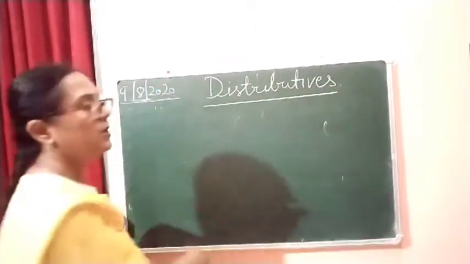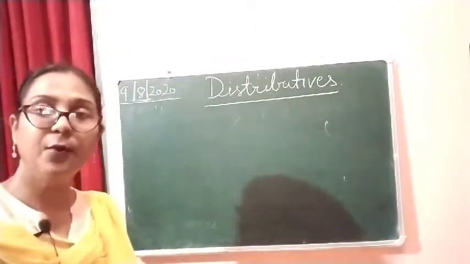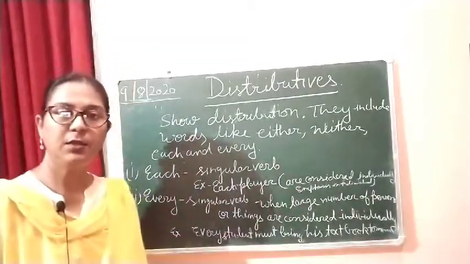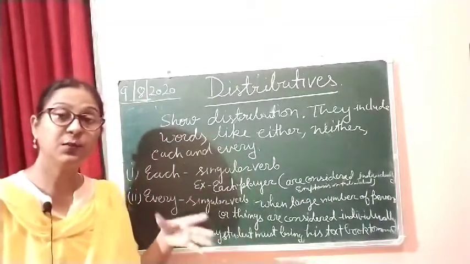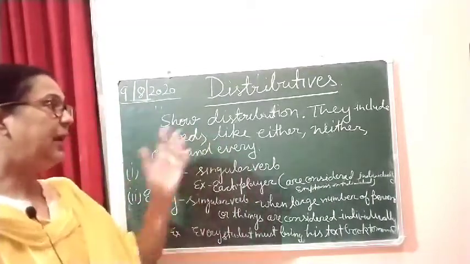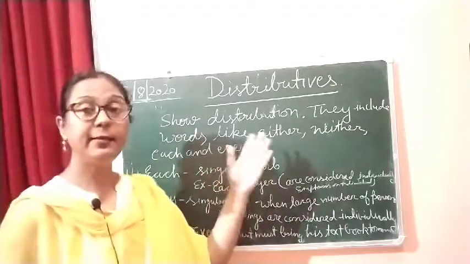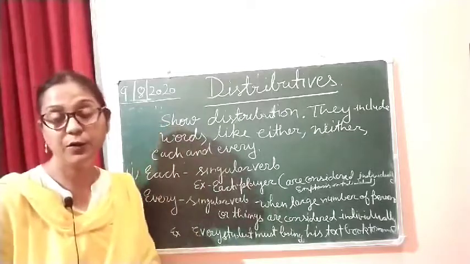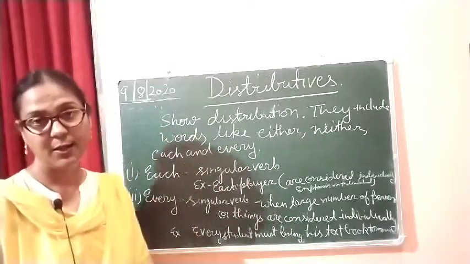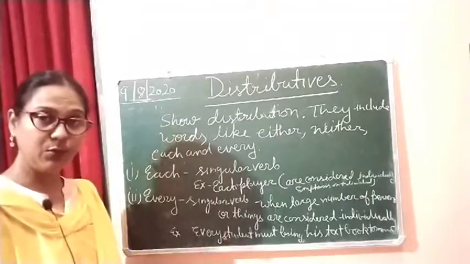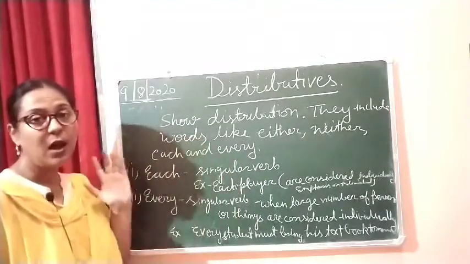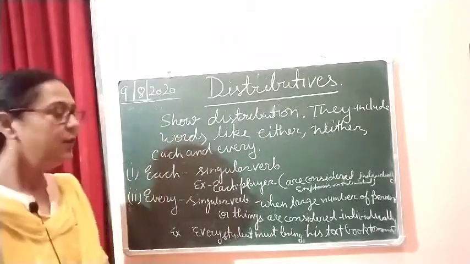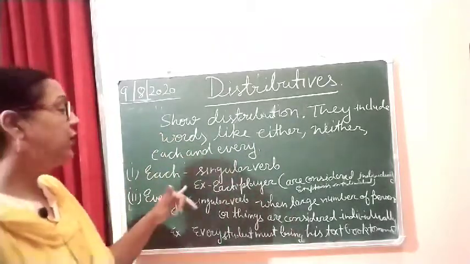This is distributive. This is number 4 determiners. Distributives show distribution. They include words like either, neither, each, every. These are the words which show a distribution. So here we are going to see how we are going to use these distributive words. First of all, we are going to talk about each.